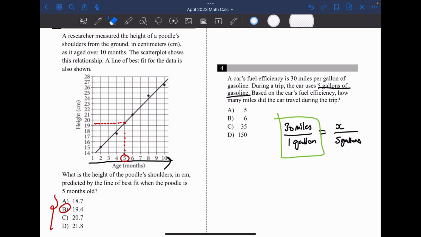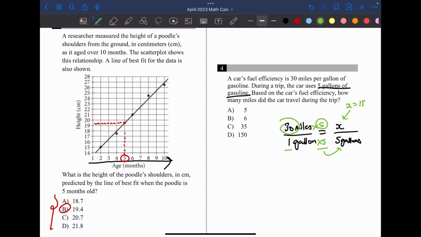It's a ratio, so basically multiply this fraction by some number, which is 5, because if you multiply 1 by 5, you get 5. So what is 30 times 5? 30 times 5 is 150. So x is equal to 150. That means for 5 gallons of gasoline, the car traveled 150 miles. So the answer is D.